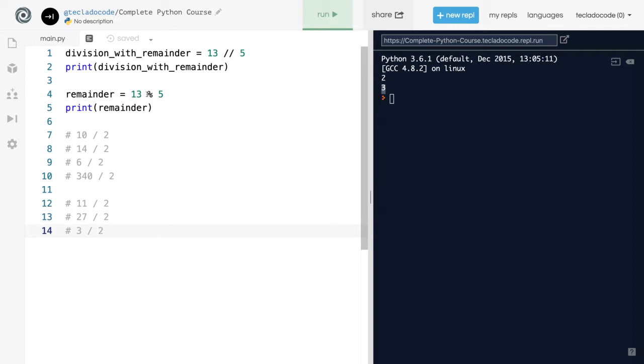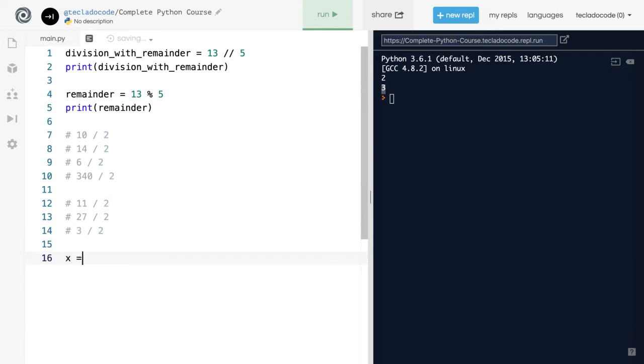So one of the reasons why this operator exists and why it's so popular in programming is because it very easily allows you to determine whether a number is odd or even. Indeed, for every even number, the remainder when divided by 2 is 0. And for every odd number, the remainder when divided by 2 is 1.